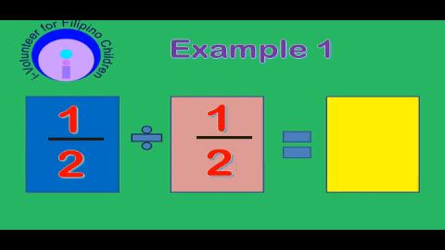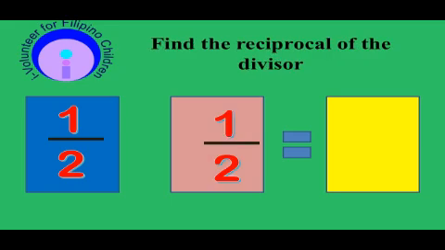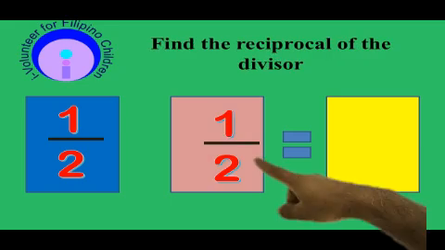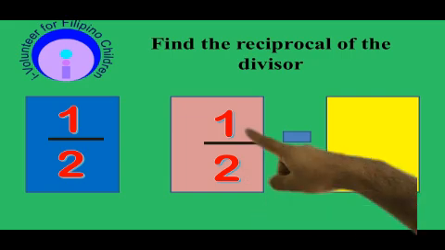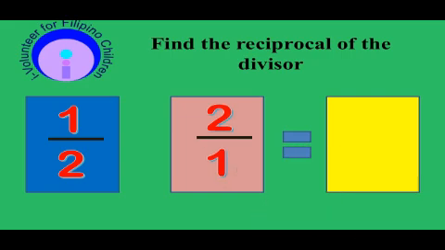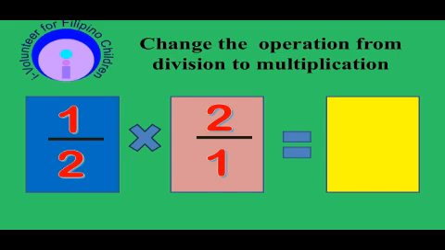In dividing fractions, you need to follow some steps. 1. Write the first fraction. For the second fraction or the divisor, you need to find the reciprocal. You have to flip 1/2 to become 2/1. Then change the operation into multiplication. Now it's time for you to multiply. Multiply the numerators and the denominators.